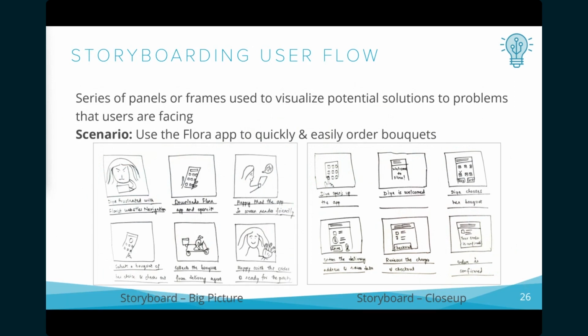Coming to the close-up storyboard, Dia opens up the app. Dia is welcomed. Dia chooses her bouquet, enters the delivery address, reviews the charges, and checks out. Finally, the order is confirmed.